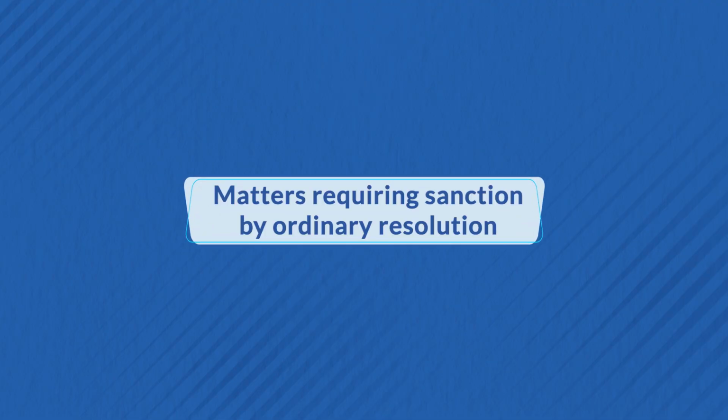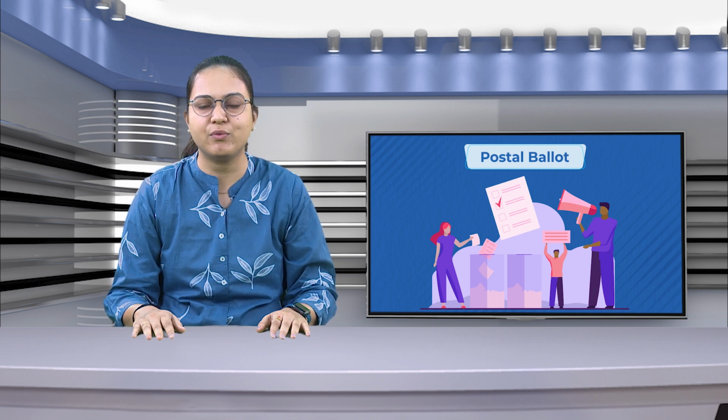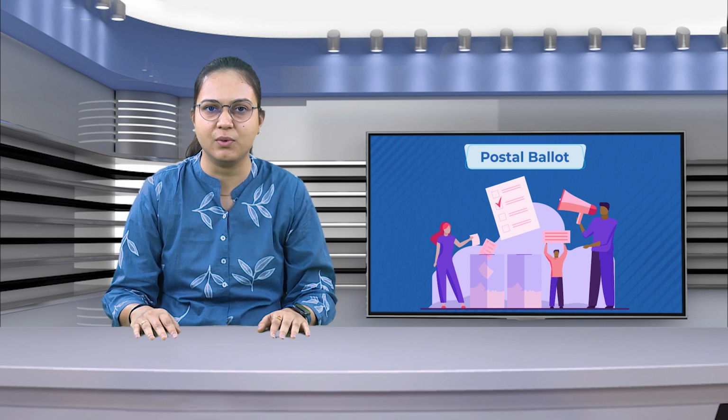Now, we will discuss matters requiring sanction by ordinary resolution. Number 1. To change name, applied for by furnishing wrong or incorrect information, section 4, subsection 5, subsection 2. Number 2. To ratify the name of the company under section 16, subsection 1. Number 3. Alter the capital clause of MOA for a limited company having a share capital under section 13. Number 4. The conversion of unlimited company into limited company, section 65.